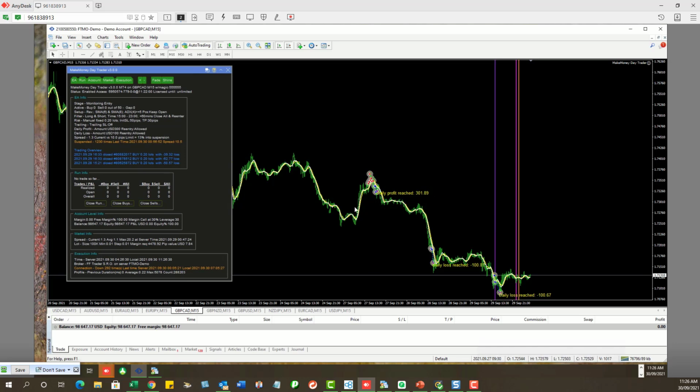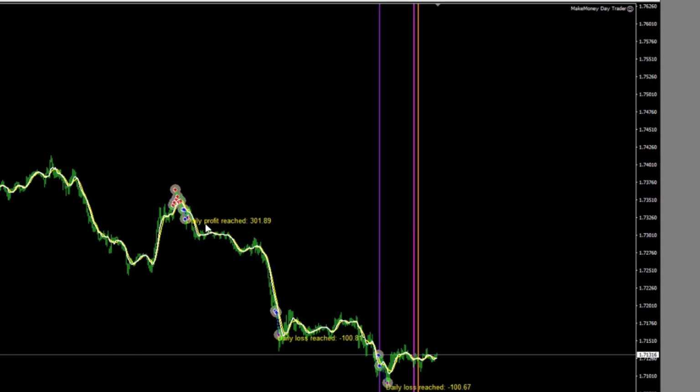And what we can see is it started out with a bang. It had a gain of $300 on the first day. The next day it incurred a loss of 100, and it incurred a loss of 100. So far this one is actually up, but we need to have a look at how we can improve the trading.